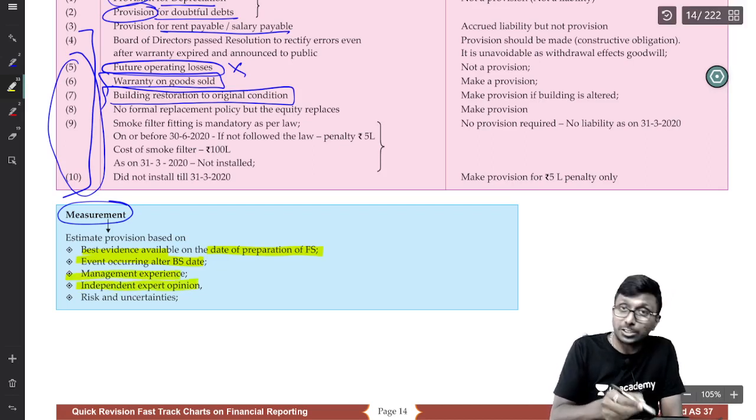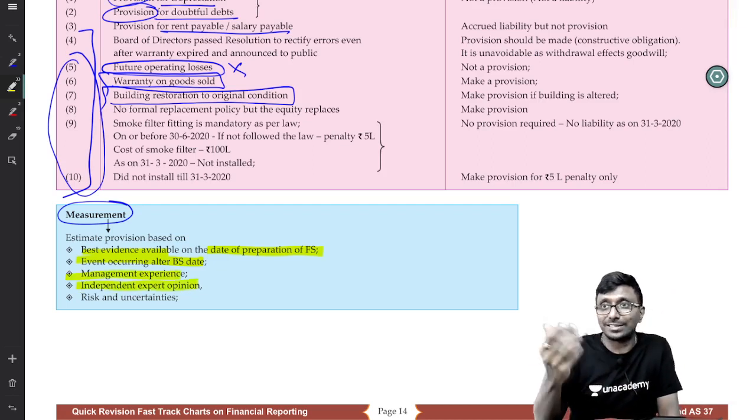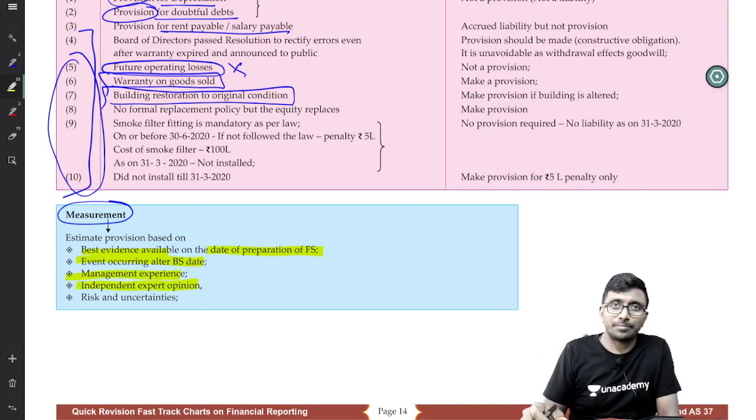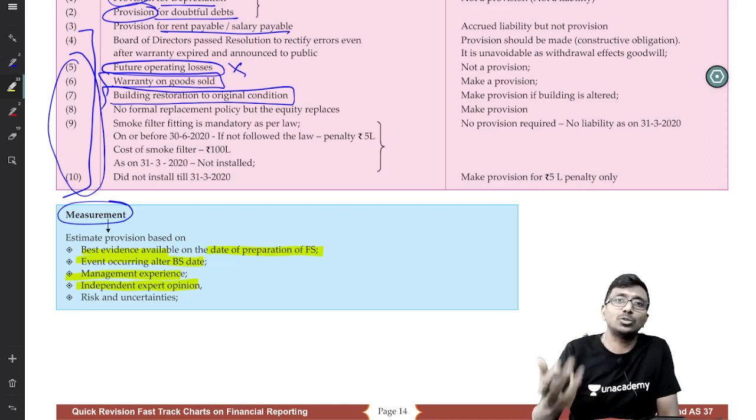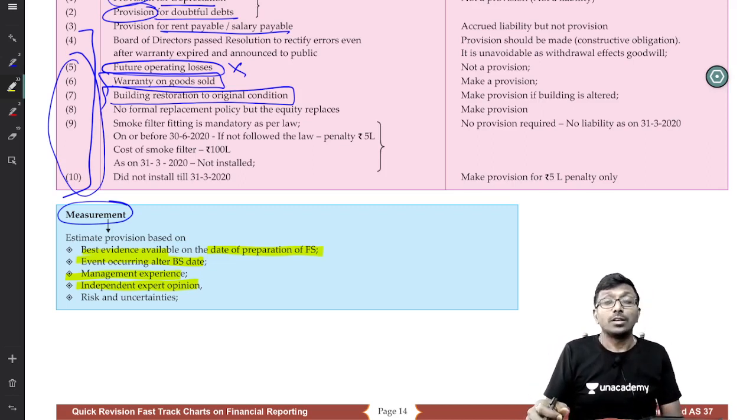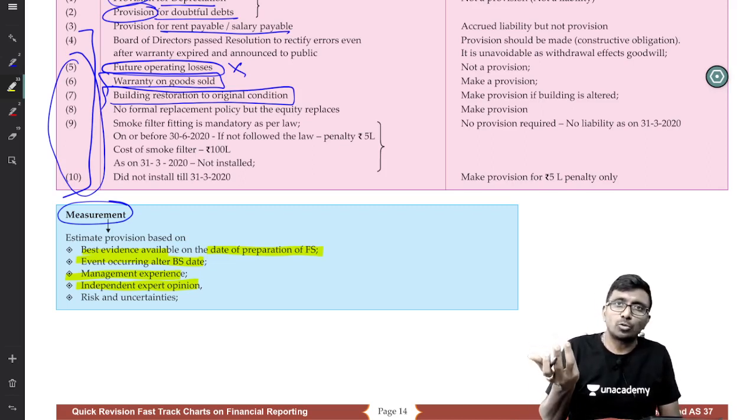Yes, independent expert opinion, with respect to legal cases and all. Say I'm an accountant. I know debit and credit. Basically, I don't know whether we will win the case or lose the case. Obviously, how am I eligible to judge? So I ask my lawyer, am I going to win the case? If you say yes, you are going to win the case, then I don't need to make any provision. If you say you are going to lose the case, then you have to make a provision, right?